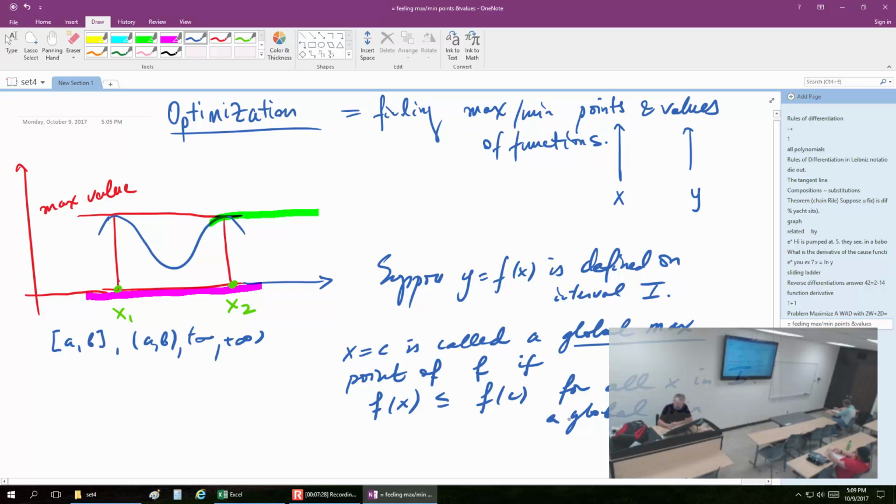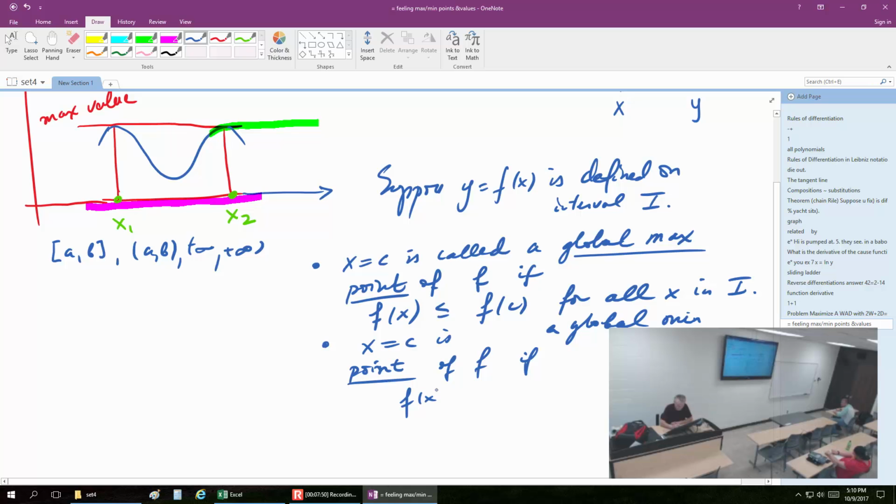The inequality is reversed. So x equals c is a global minimum point of f if we have the opposite inequality, f of x larger than or equal to f of c for all x in I. So this could be a c, but this is another c. Both of them are good, equally good.